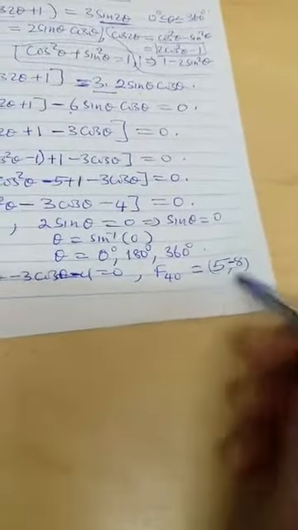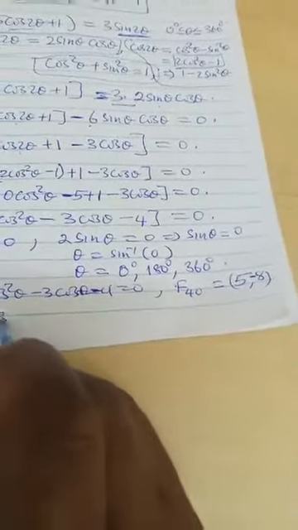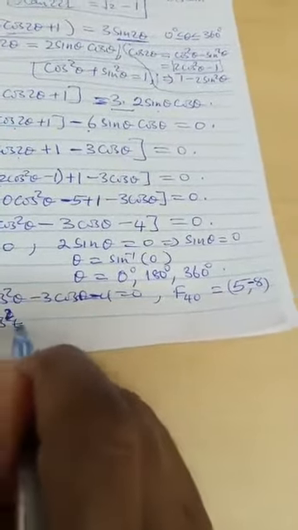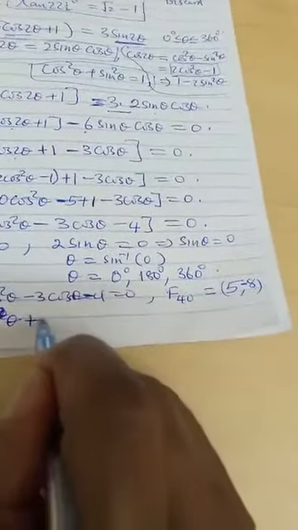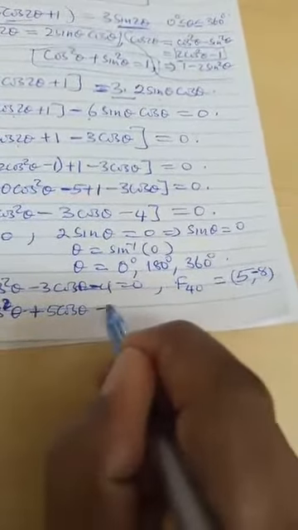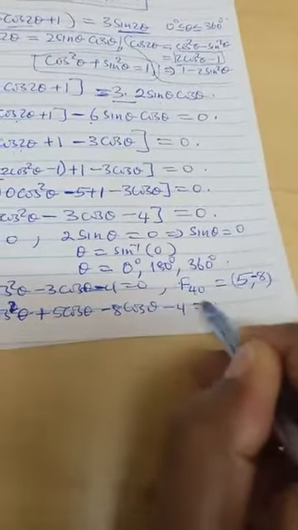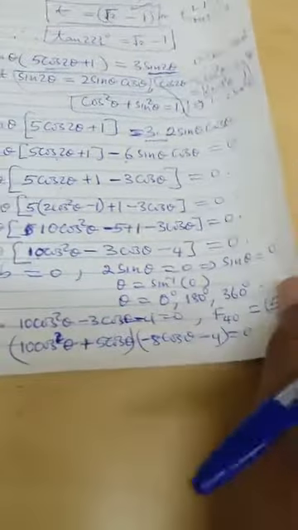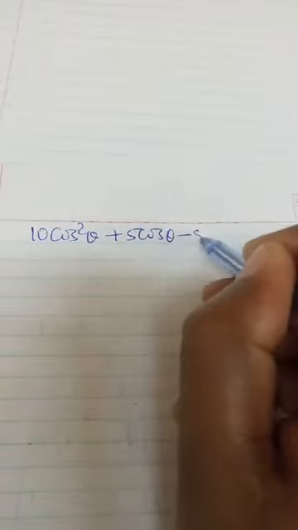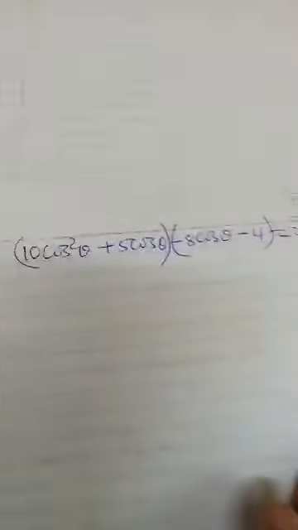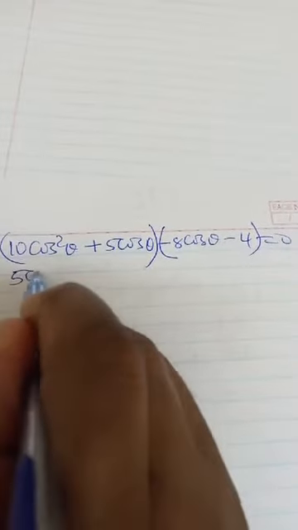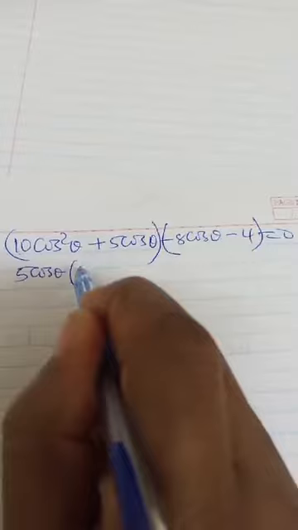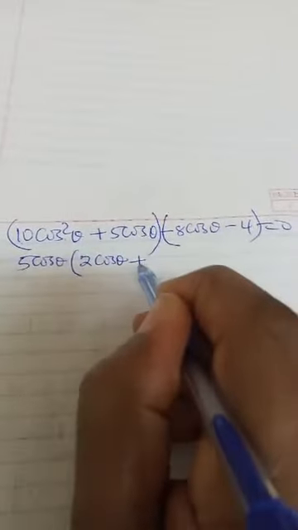8 being negative. If we fit them in here, we shall have 10 cos squared theta, the 5 is positive, so plus 5 cos theta, minus 8 cos theta, minus 4 will be equal to 0. We factorize this. I'll turn it over and repeat it for purposes of consistency before I proceed. This is what we've got. And we are going to factorize this. You notice that 5 cos theta is common. We pull it out. And 10 divided by 5 is 2 cos theta because it was squared. And this will be 1.